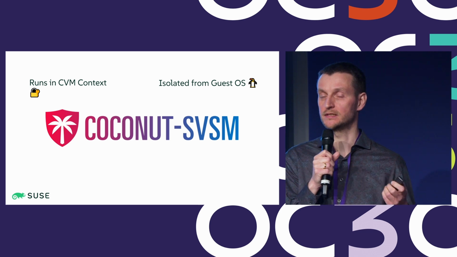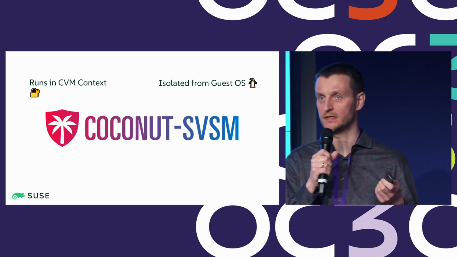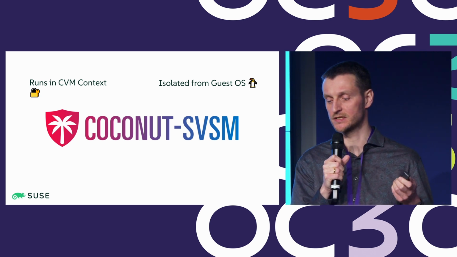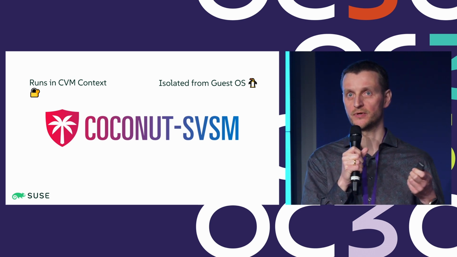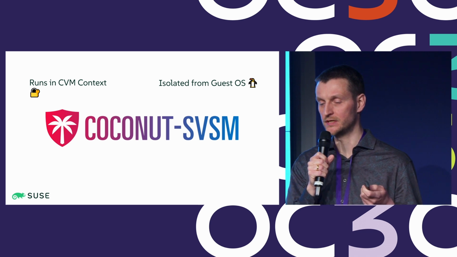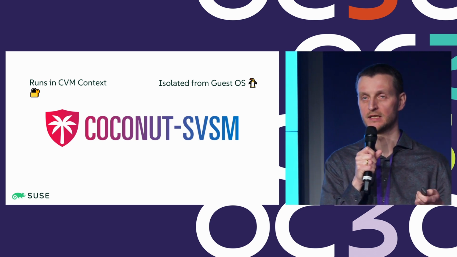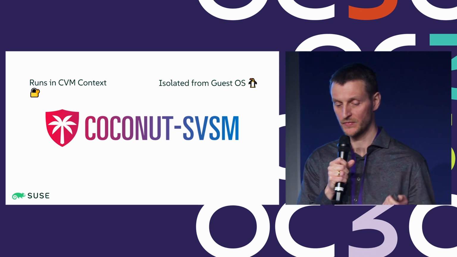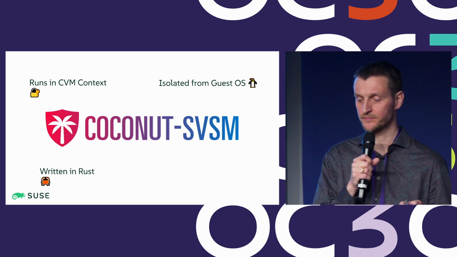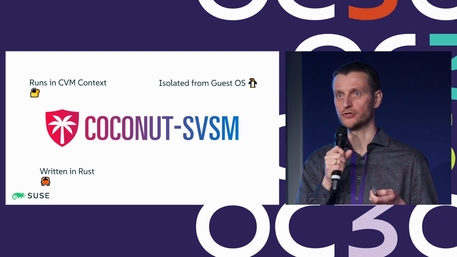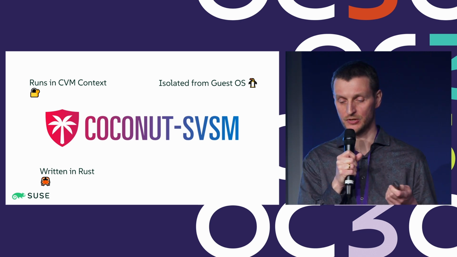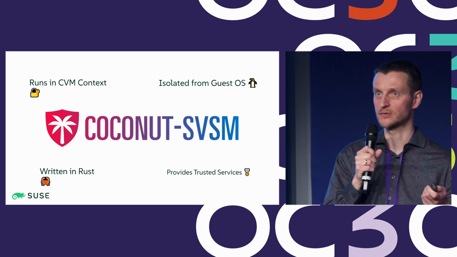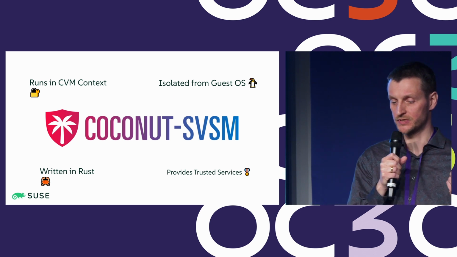While running in the confidential VM, it is still isolated from the guest OS. So the guest operating system has no way of accessing any memory of COCONUT-SVSM, which is an important property because it allows to actually hide secrets and state from the guest operating system, which is needed for providing secure services. The project is written in Rust, which should avoid some of the common security problems. And with all of that, it makes it a platform for providing secure services.